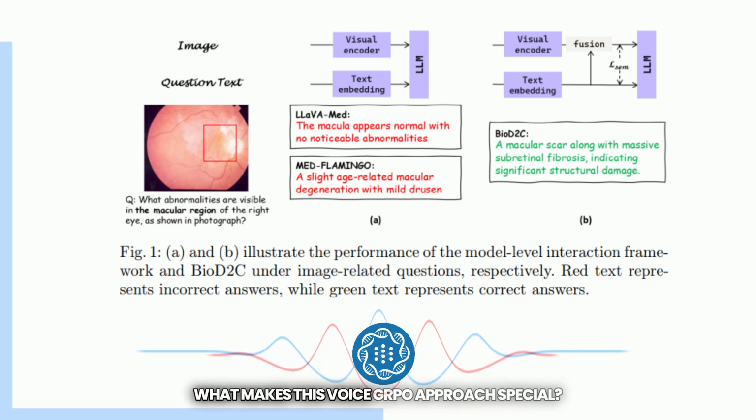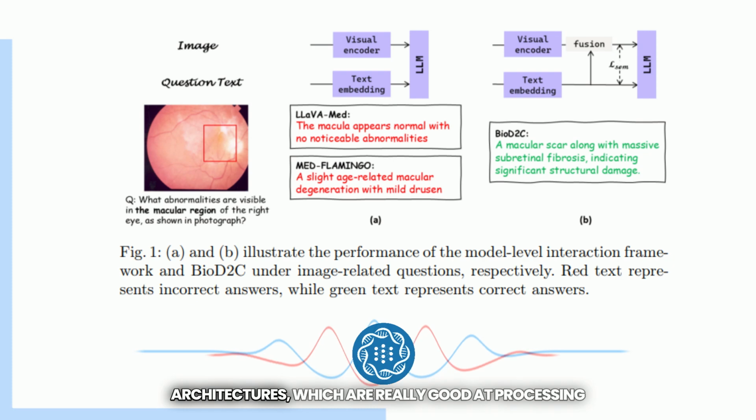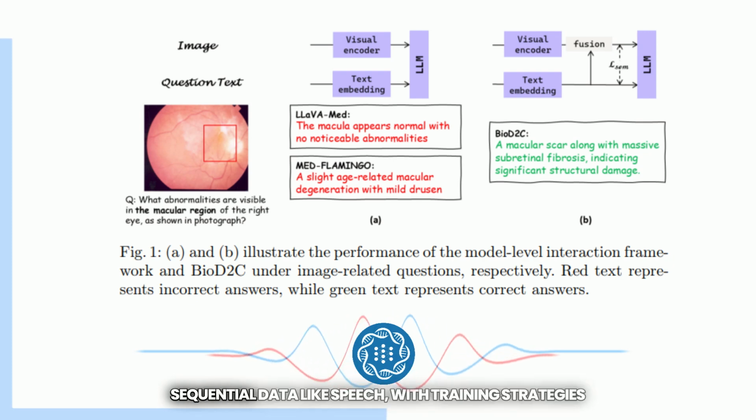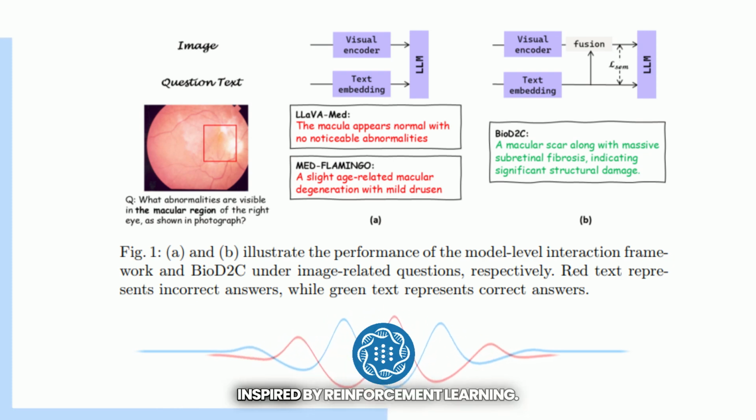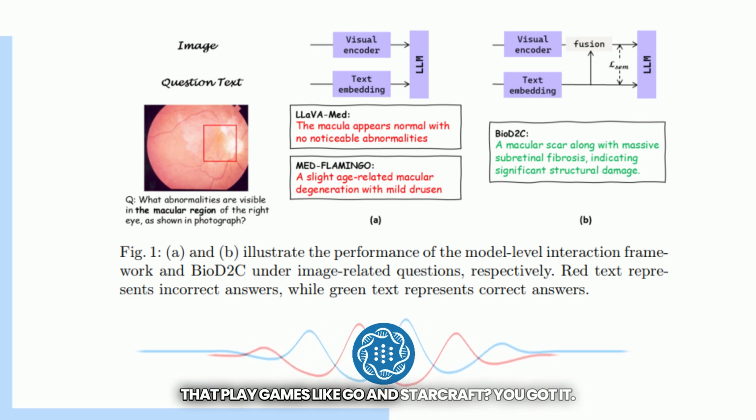What makes this VoiceGRPO approach special? How is it different from other methods? VoiceGRPO combines the power of transformer architectures, which are really good at processing sequential data like speech, with training strategies inspired by reinforcement learning. Oh, reinforcement learning. Isn't that how they train those AIs that play games like Go and StarCraft? You got it.